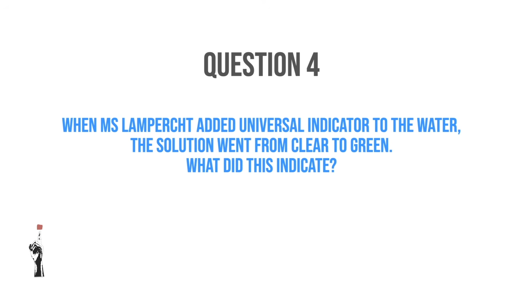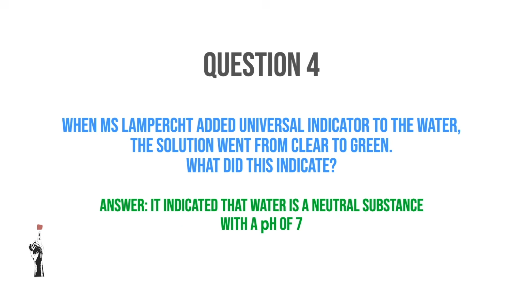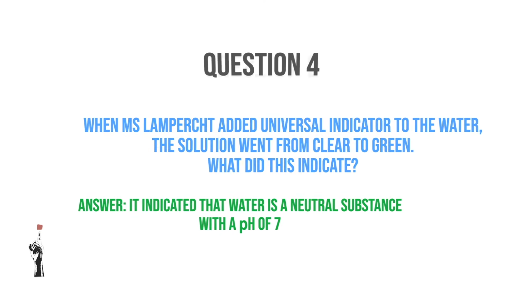After adding the universal indicator to the water, we observed a color change from clear to green. What do you think that this means? This indicated that water is a neutral substance with a pH of 7.